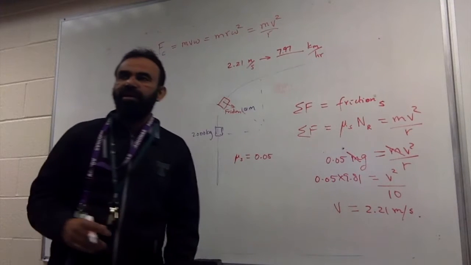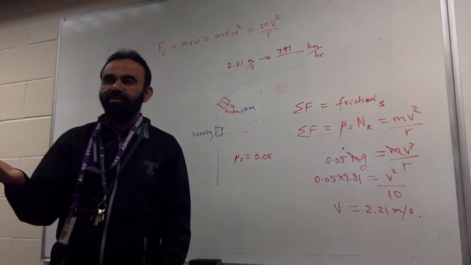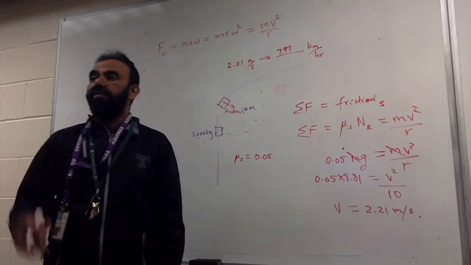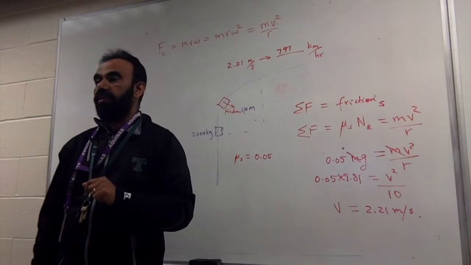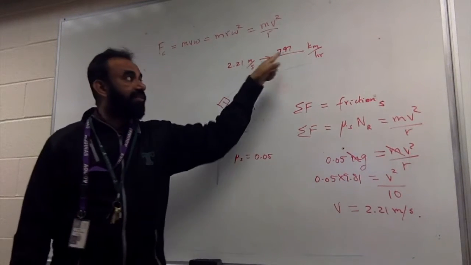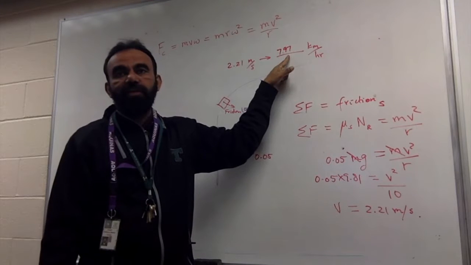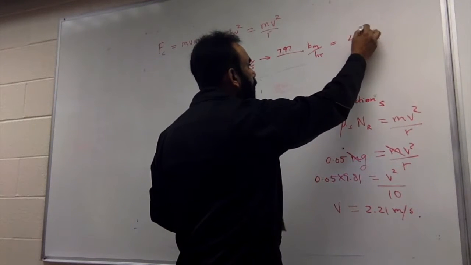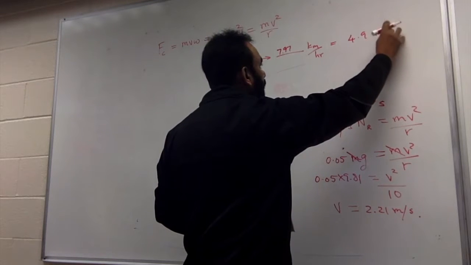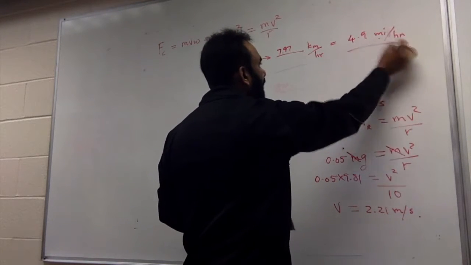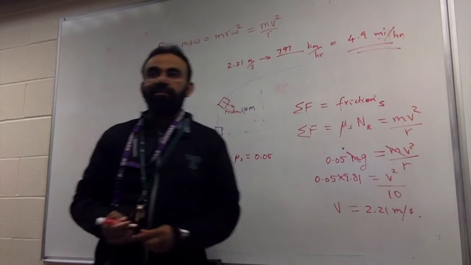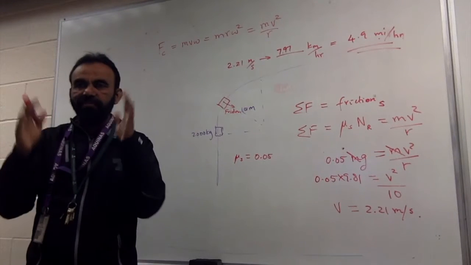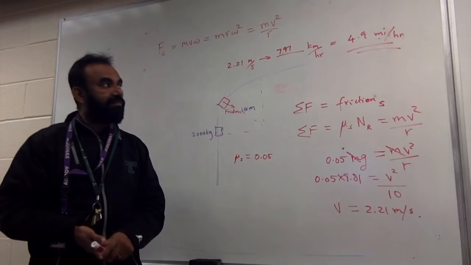7.97 kilometers per hour. Now, even kilometers per hour is not your common usage. So you want miles per hour. So divide this by 1.6. When you divide this by 1.6, you end up getting, in miles per hour, 4.9 miles per hour. Now that will help you to understand the speeds better.